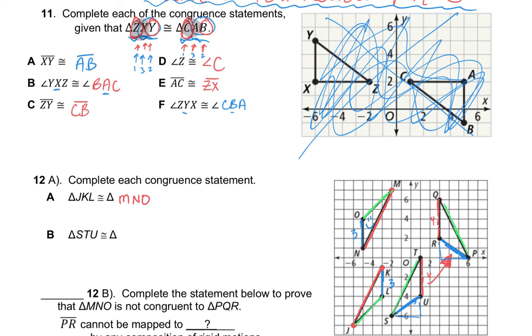What matches with S? Well, the one that matches with S would be this point P over here. What matches with T? Well, that's this point O over here. What matches with U? That would be this point R down here. P-O-R. So triangle P-O-R would have been, oh, that's a P-Q-R.